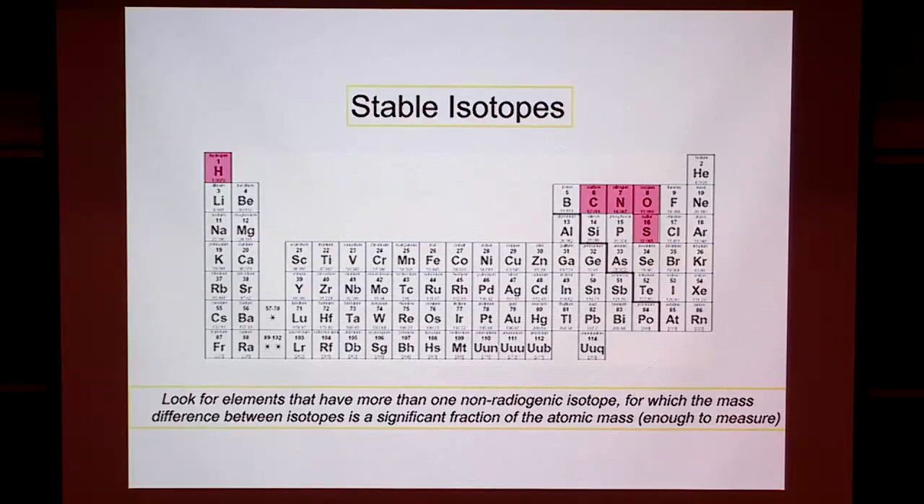So just for some definitions, just to make sure we're all on the same page. Many of the isotopes you've heard about in the past week and a half are radiogenic isotopes, right? They change with time. They have decay constants. Stable isotopes have the same ratios they've had forever. They have not changed, okay? So what we basically do is we look for elements that have more than one non-radiogenic isotope because we need to ratio them, right? So we need 2 stable isotopes or 3, or tin, for instance, has 10, for which the mass difference between the isotopes is a significant fraction of the atomic mass.